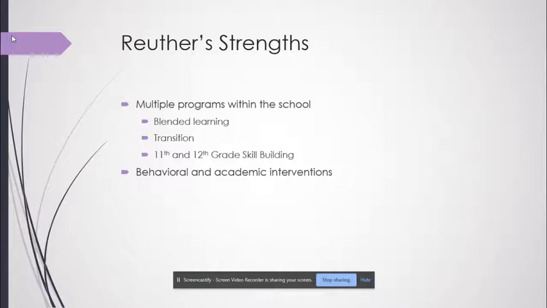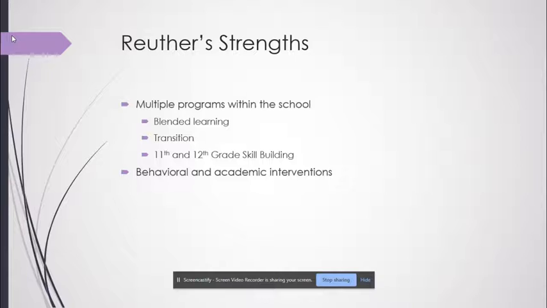Reuther also has many behavioral and academic interventions. Some of them include check-in and check-out sheets, PBIS, we are a PBIS school, and we also have set intervention times at the end of the school day where the students can go in and meet with their teachers to receive extra academic support.